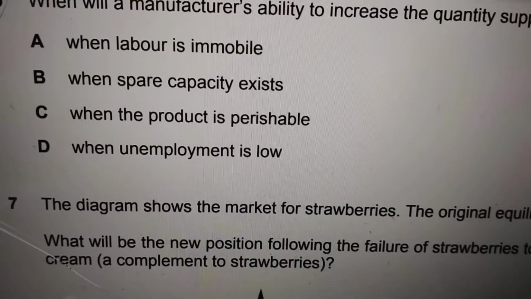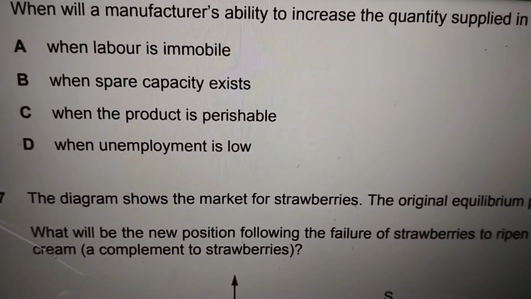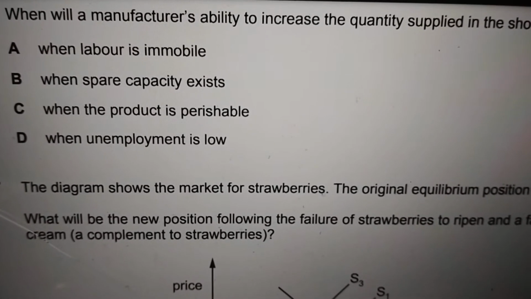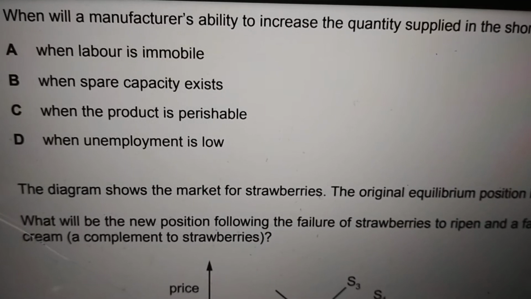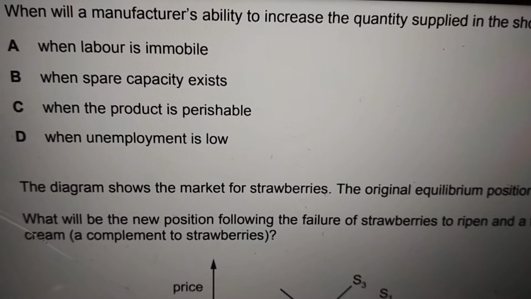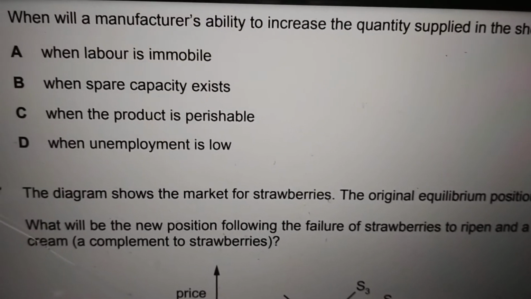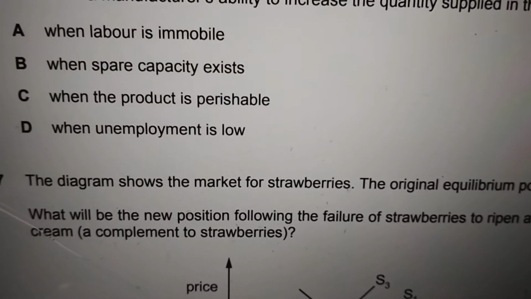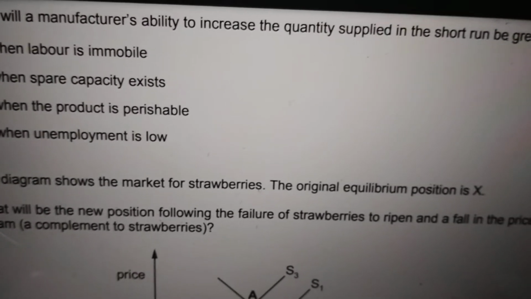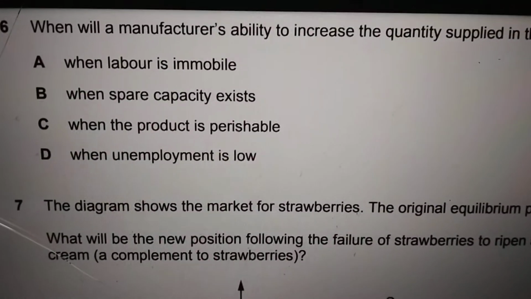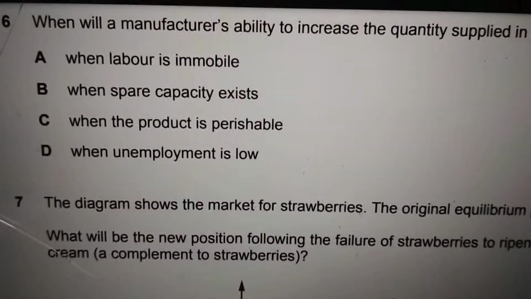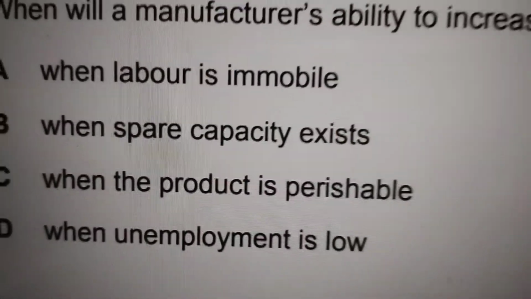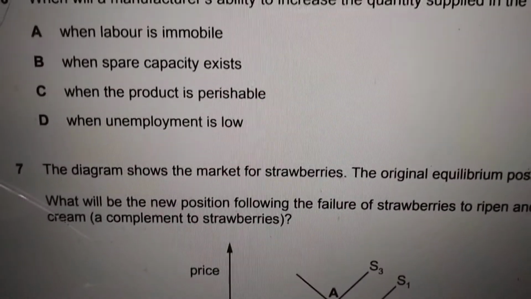Look at option C, when the product is perishable. No, perishable goods can be damaged or may not be used after a long duration of storage. So it cannot be the answer. Perishable goods are fruits, for example, vegetables. When unemployment is low, you get more labor available, that in some way can be the option, but the best answer will be supply is always related to the spare capacity, and in the short run that will definitely increase your level of supply.